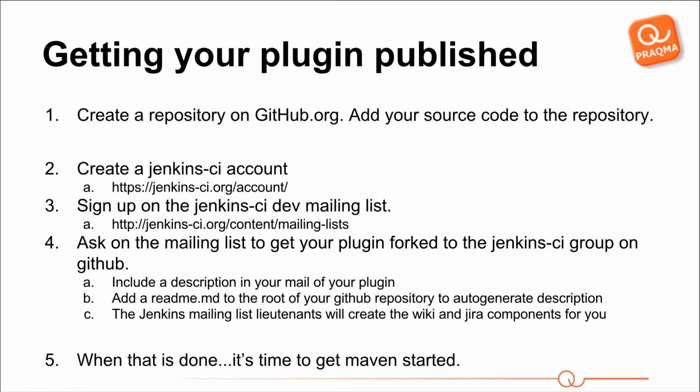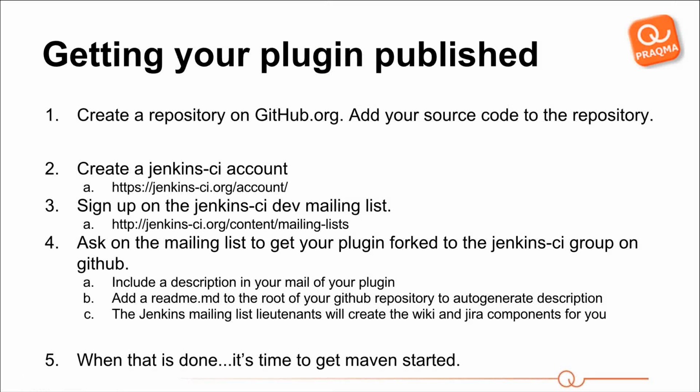What most people do is create the GitHub account, create a repository, and start developing. And once they're done, they should go to step number 2 on the slide, which is to create a Jenkins CI account. For your convenience, make sure that your Jenkins CI account credentials match your GitHub credentials, because otherwise you will need to add some additional configuration to your Maven settings when you release your plugins.